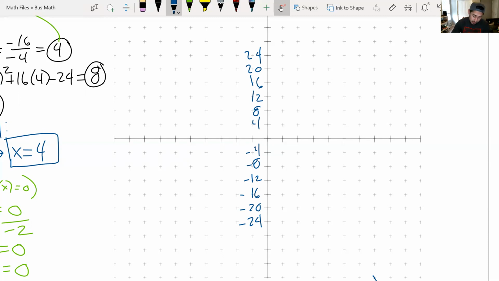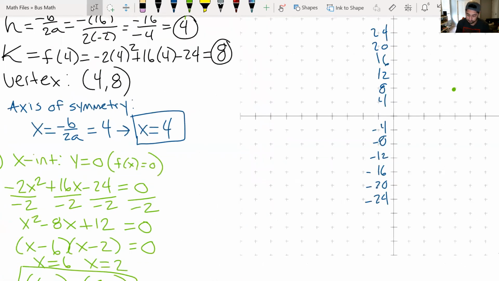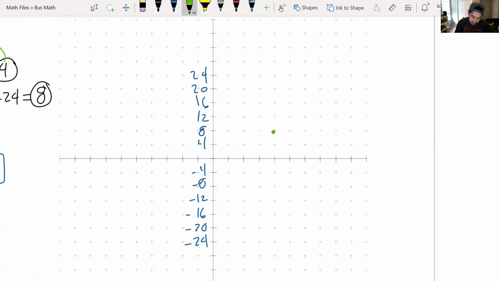So first thing we want to do is plot our vertex. So let's do that. So my vertex is at 4, 8. So 1, 2, 3, 4, and 8. There's my vertex. And then next thing I want to plot are my x and y intercepts. So my x-intercepts are at 6 and 2. 2, 3, 4, 5, 6. There's my x-intercepts. My y-intercept is at negative 24.